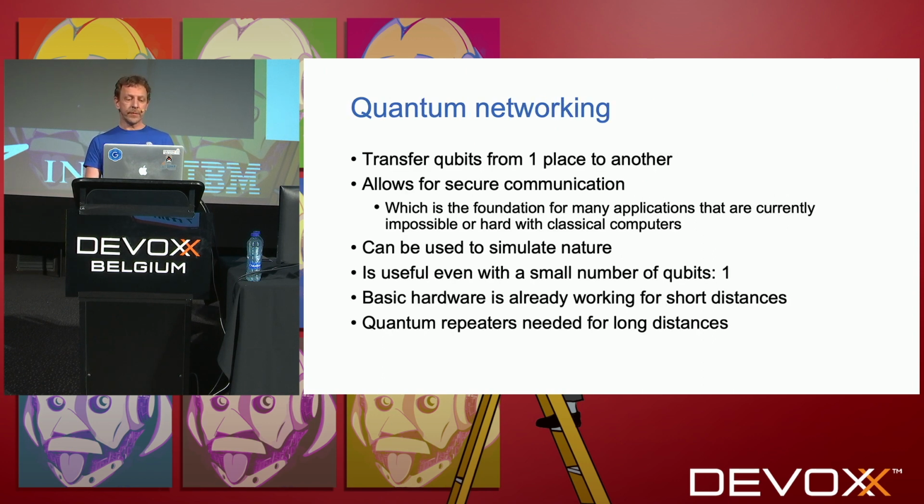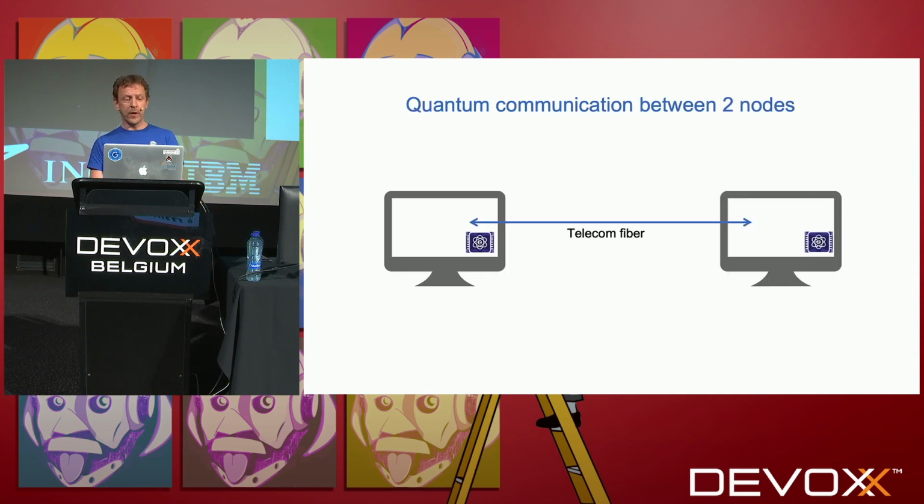So what is a quantum network doing? We're transferring qubits from one place to another, from one quantum computer to another quantum computer. That allows for secure communication, and that's actually the basis for many problem areas that are currently impossible to solve with existing computers. It's currently working for short distances. For short distances, you can use optic fiber, but for long distances, you need more clever hardware. So how does that work? If we connect 2 computers with a small quantum processor, it can be shown that you only need a quantum computer with 1 qubit, that's already enough, and those exist. They can already take advantage of quantum networking, and they can communicate over telecom fiber, and that's fine.